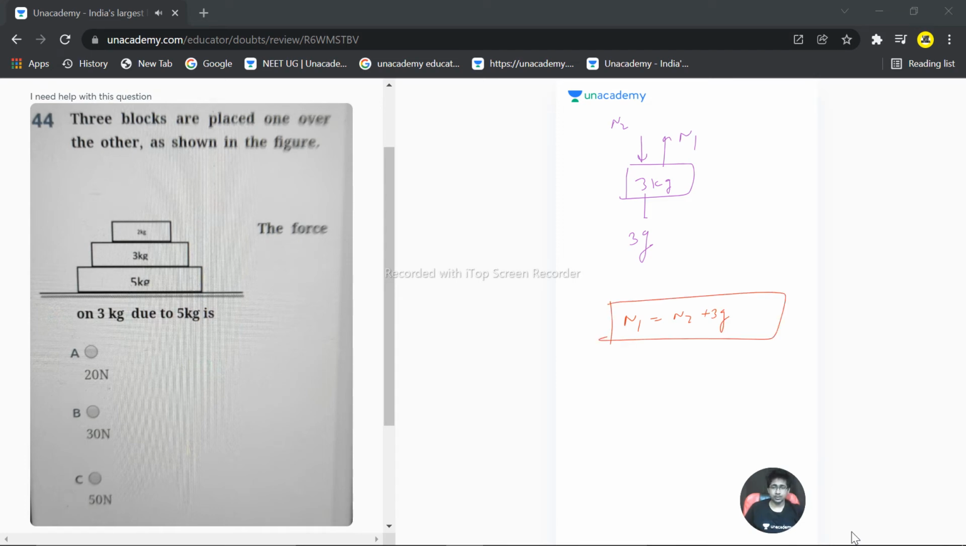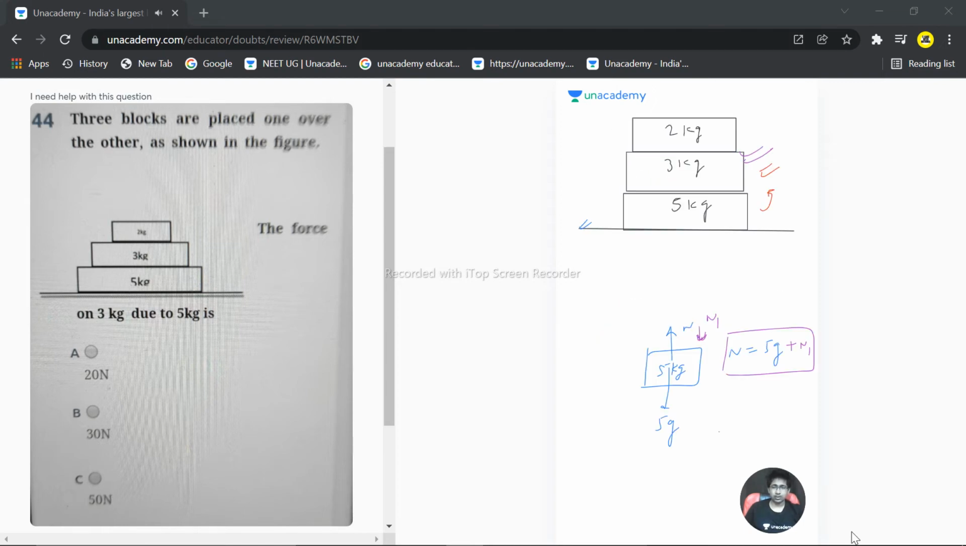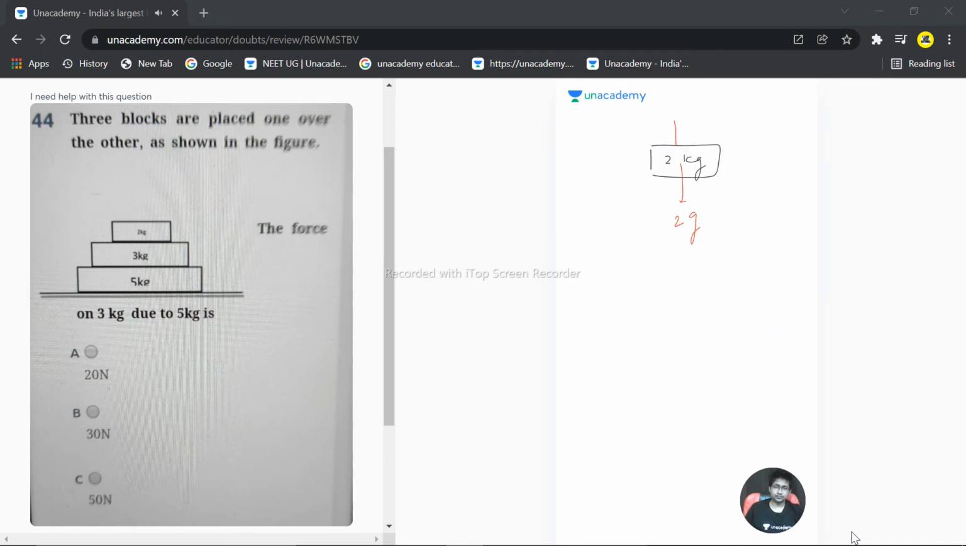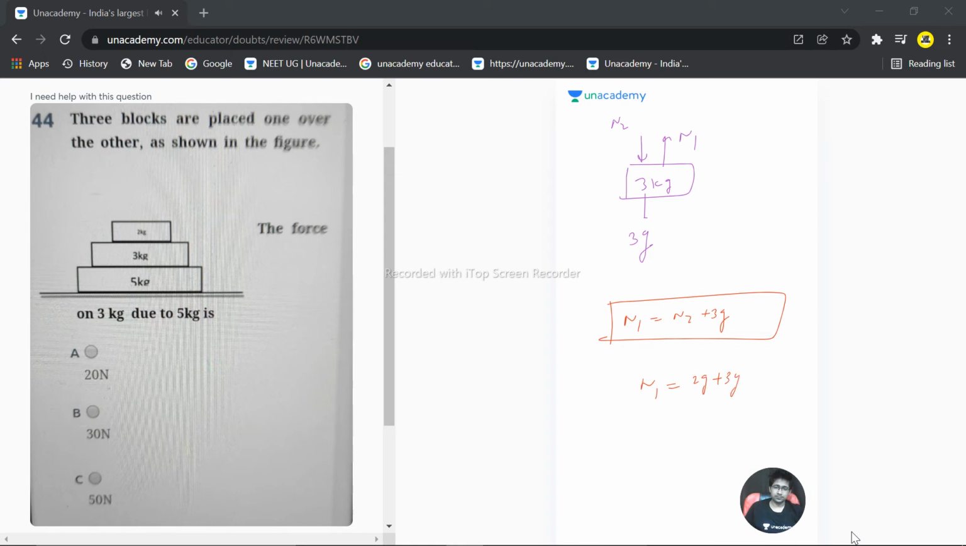Okay. Now let's take into consideration the 2 kg block. As far as 2 kg is concerned, 2g is acting downward and normal n2 is acting upward. The value of n2 is clearly coming out to be 2g, and the value of n1 is clearly coming out to be 2g plus 3g, that is 5g. That is the value of n1.